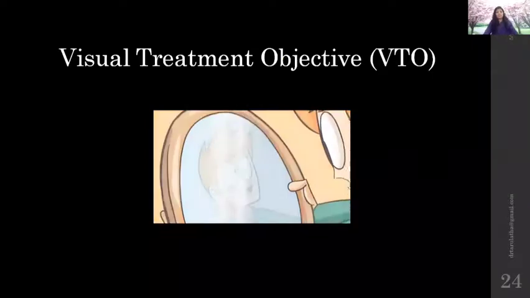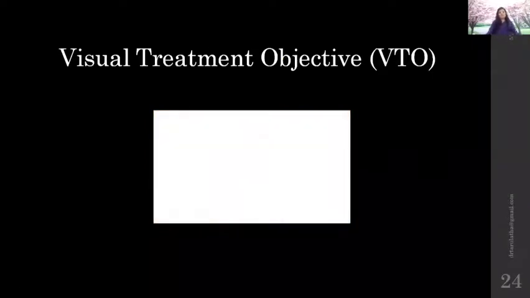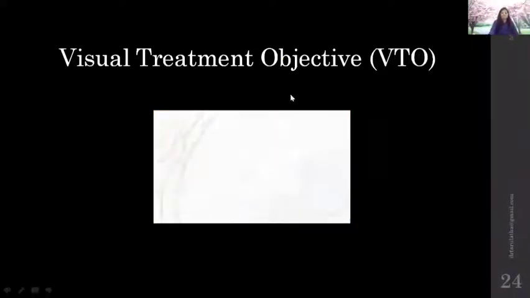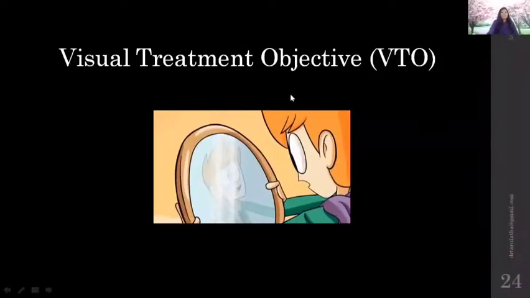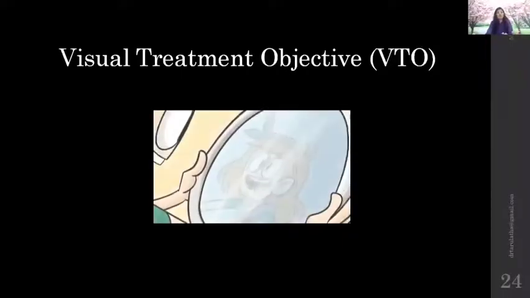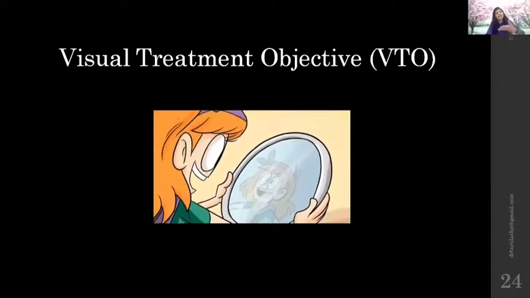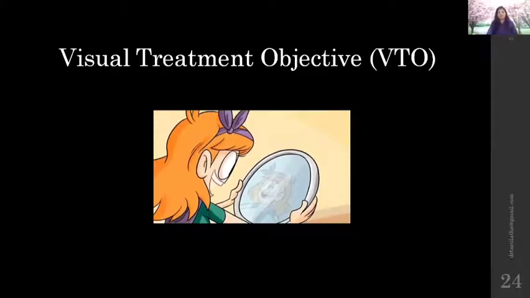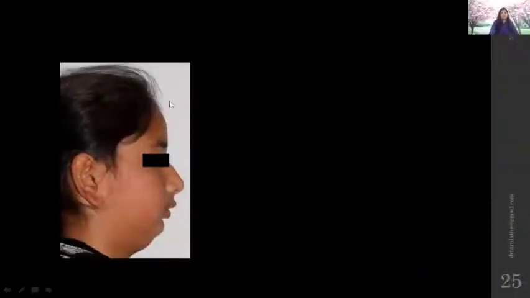So as I told you, I would talk about VTO. VTO means visual treatment objectives. What is it? Visual treatment objective. So what is visual? Visual is you're visualizing the patient for what changes you want in the patient. So for example, here is a patient, she is having a convex profile.